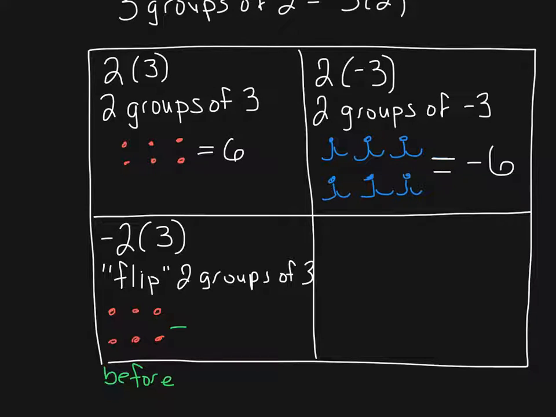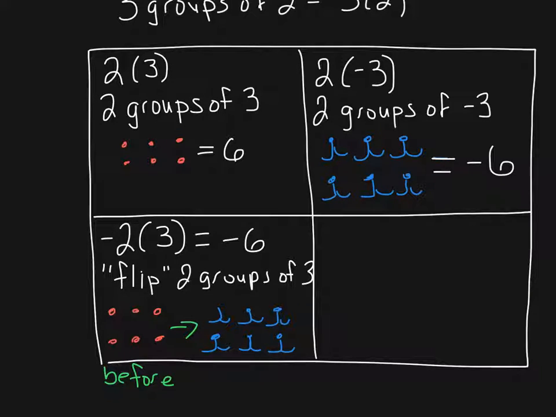So this is our before. But then we have to flip them to their opposite. So now instead of being 6 floats, we would exchange them to become 6 anchors, and that's why this one gives us a value of negative 6.